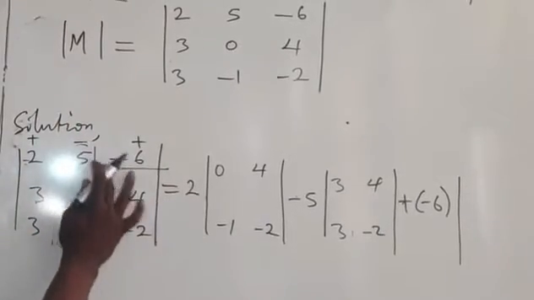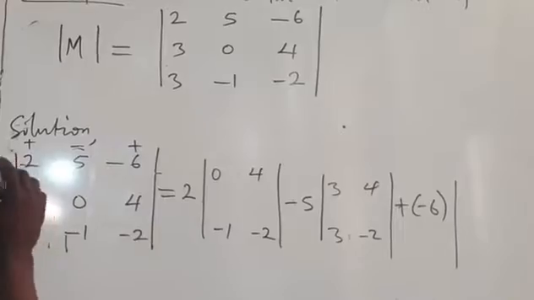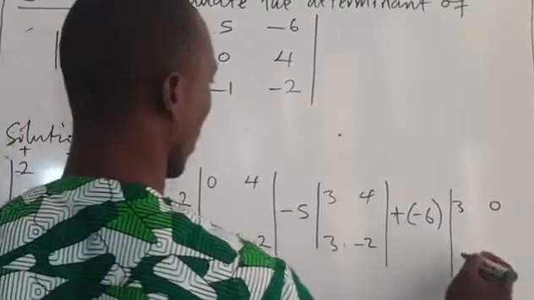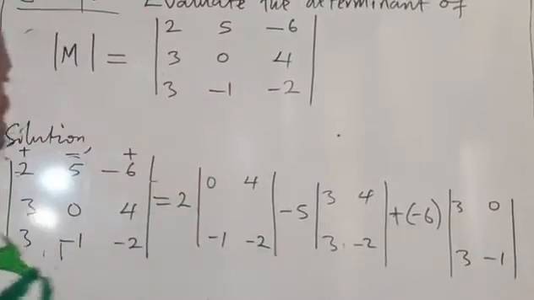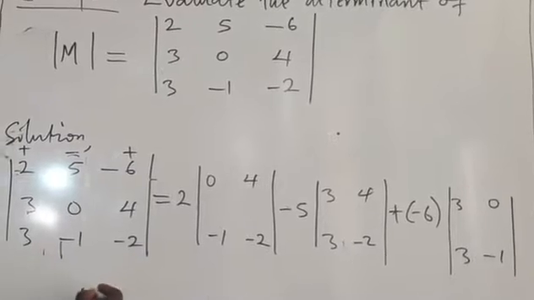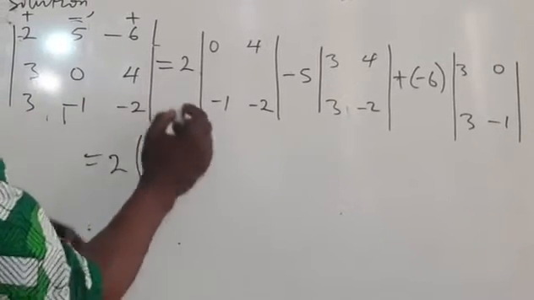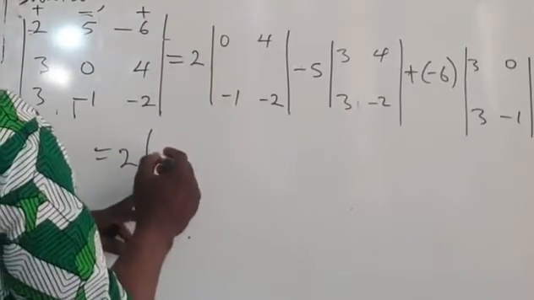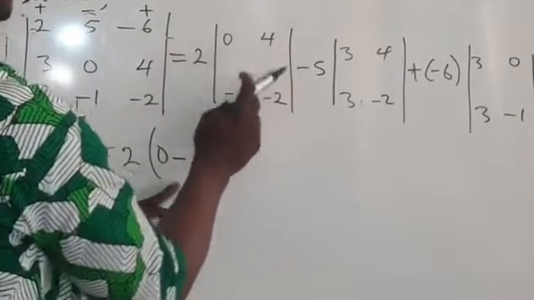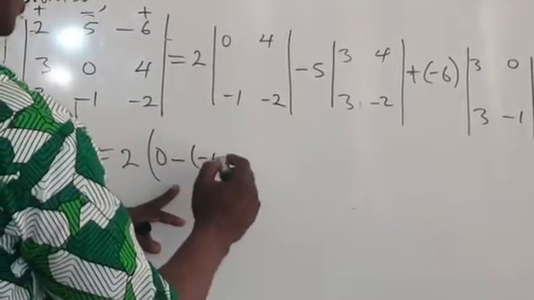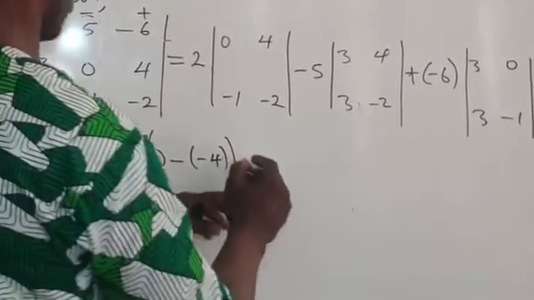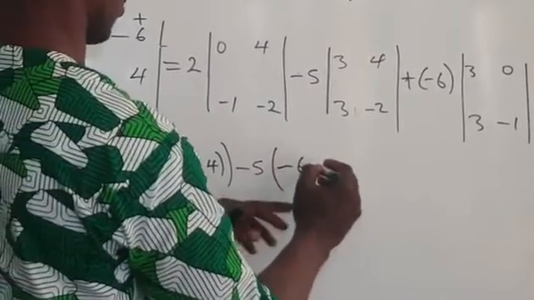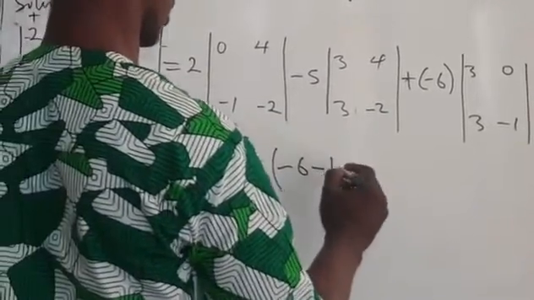Then we have, so using cover up method, we cover 6 horizontally and vertically. We'll be left with 3, 0, 3, minus 1. So we now simplify this. So which is equal to 2 into, to multiply the principal diagonal, that is 0 multiplied by minus 2, that's 0, then minus 4 multiplied by minus 1, that's minus 4. So that's the first one. Then minus 5 into 3 multiplied by minus 2, that's minus 6. Then minus 4 multiplied by 3, that's 12.